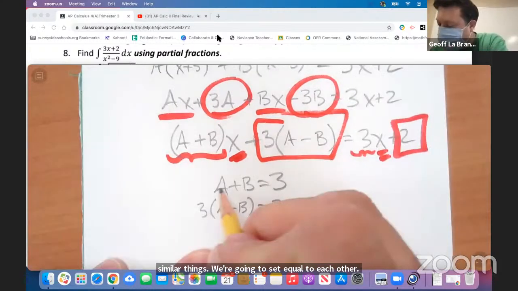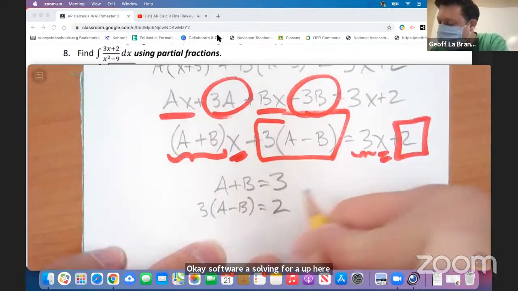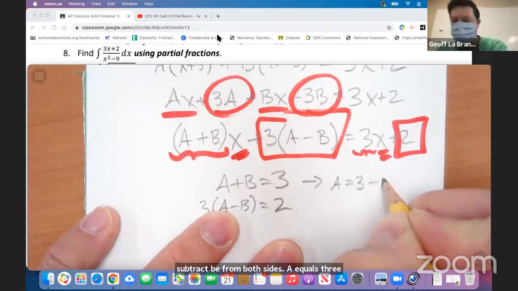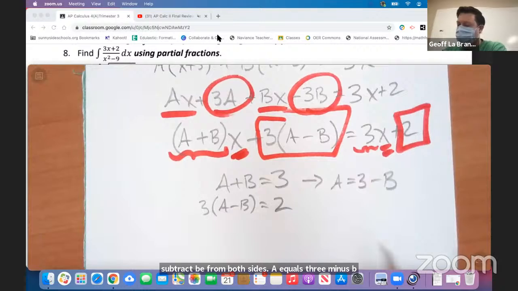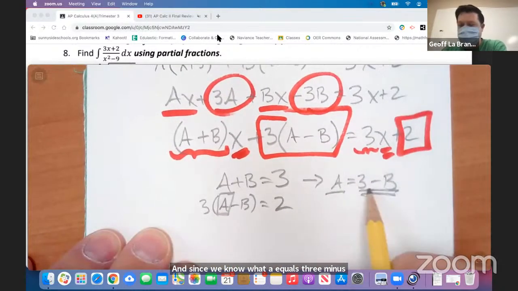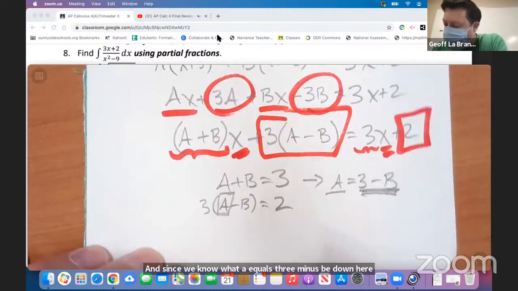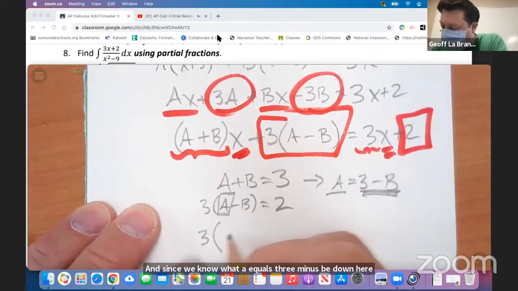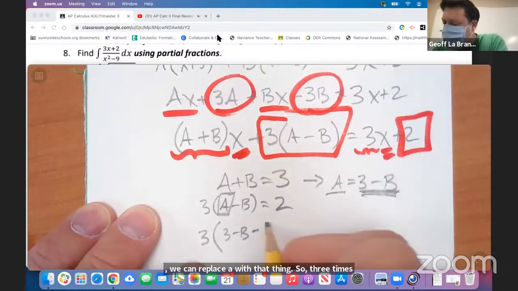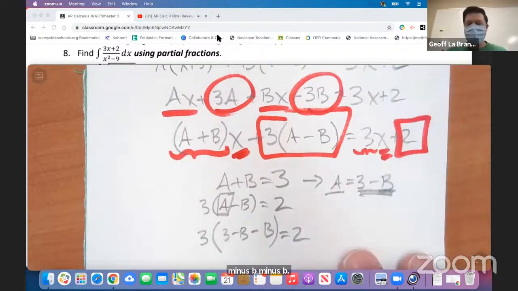Solving for a up here, easy enough. Subtract b from both sides. A equals 3 minus b. And since we know what a equals, 3 minus b, down here, we can replace a with that thing. So 3 times 3 minus b, that equals 2. We need to get b by itself.